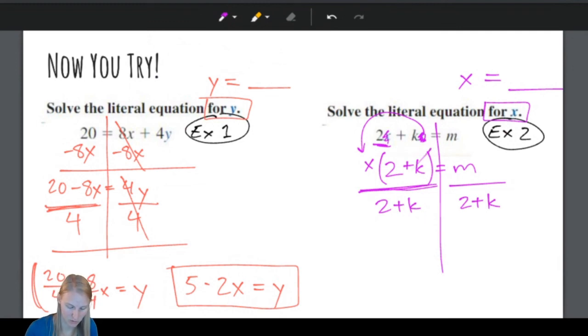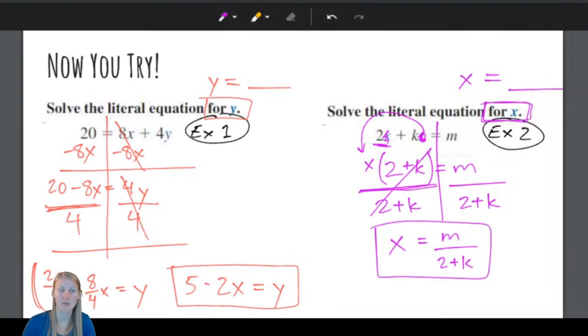And now it goes away over here, and we are just left with x, and x equals m divided by 2 plus k. And x is all by itself. That's what we wanted. So we have solved for x.